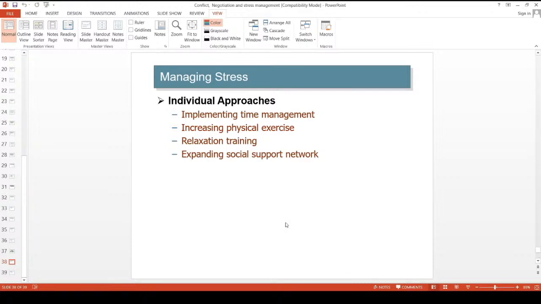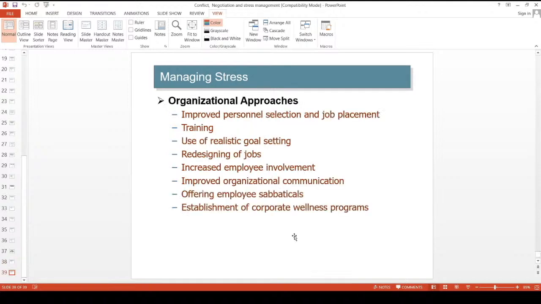Similarly, physical exercise is very important. That will refresh your mind in order to do certain things, and your stress level will be reduced. Relaxation training: again, you have to relax sometimes with your family, with some sort of recreation, so that you can be more comfortable in handling different things. Expanding the social support network: you should meet with different friends, your social units, your social contacts. In that way, it will be helpful to manage the stress, and you will feel more comfortable.